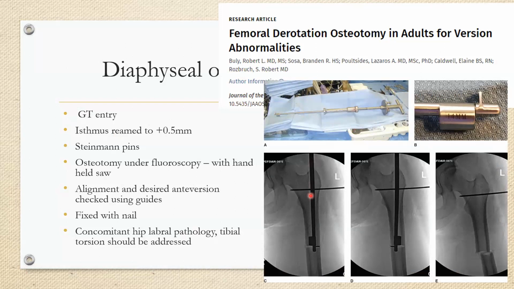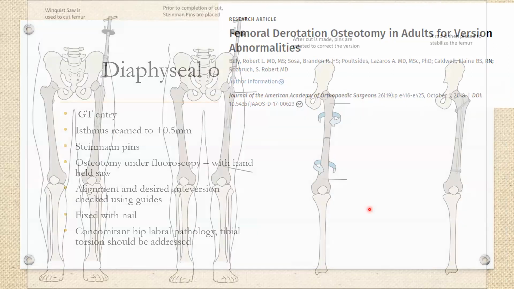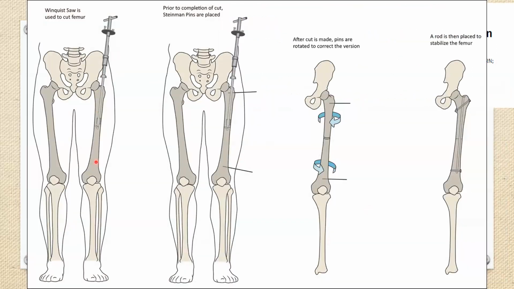So the saw is passed and the Schanz pins are placed in position. The osteotomy is completed and the rotation correction is achieved using the Schanz pins, following which it is fixed with a nail. Any concomitant pathology present should be addressed. A guide is used intraoperatively to measure the amount of correction, which can be guided with the Schanz pins. This again depicts the procedure: femur axis, anteversion, osteotomy is done, Schanz pins are placed. Once it is rotated, it is fixed with the nail.